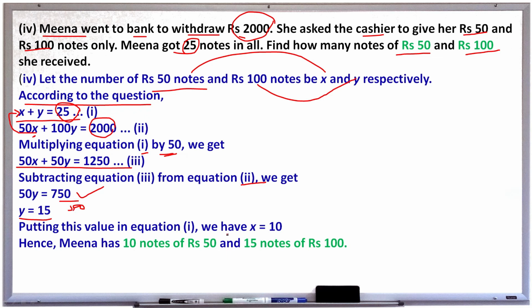Putting this value in equation number 1 we get x is equal to 10. So Meena has 10 notes of 50 rupees and 15 notes of 100 rupees. Totally how many notes she got? 15 plus 10, 25. As per the question, she got 25 notes in all.